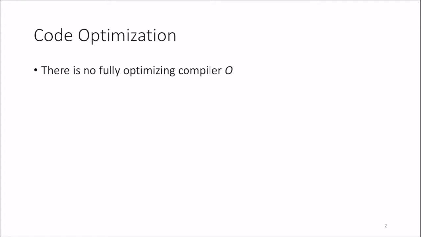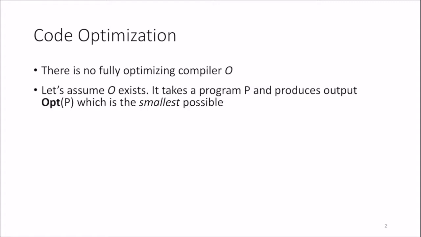So let's first see why there is no fully optimizing compiler. Let's assume that it exists. Let's say that we define code optimization in a very straightforward way. It takes a program P and produces an output opt of P. So it's a new program, which is the smallest possible. It takes a large program with a lot of instructions and shrinks it down into the smallest possible equivalent program, opt of P. So we start with P, we end up with opt of P.